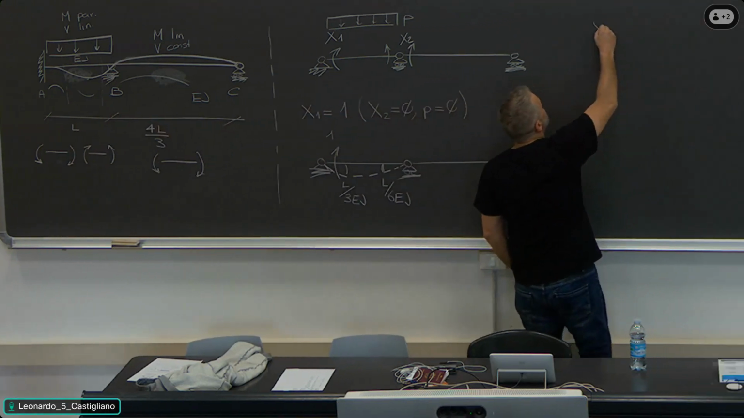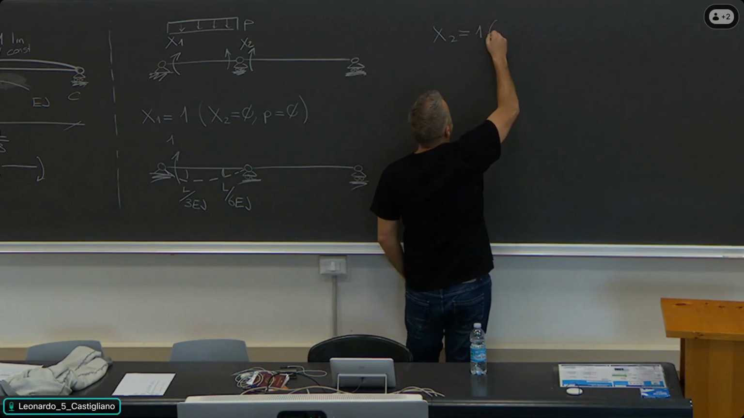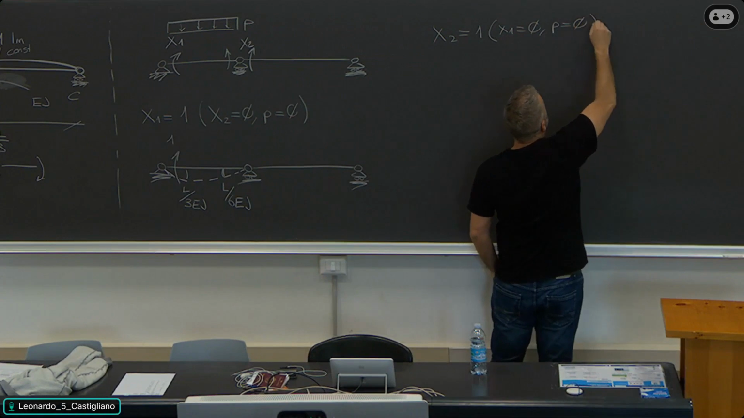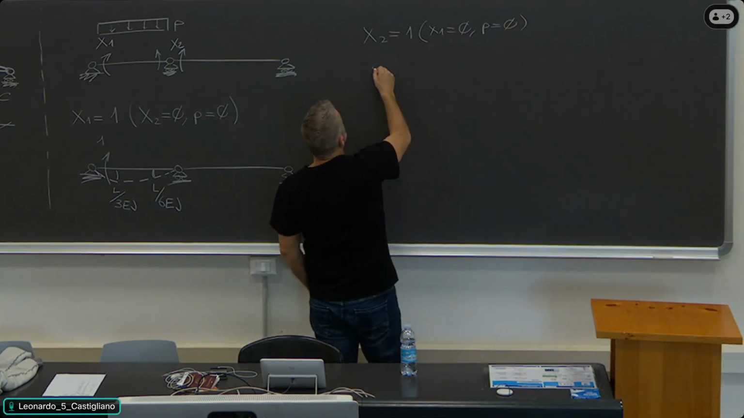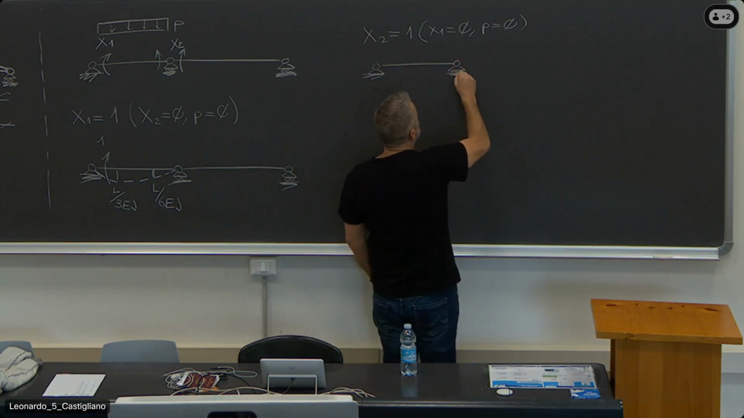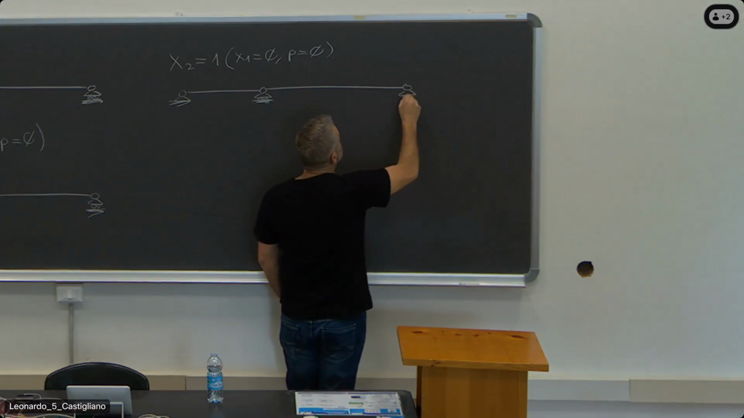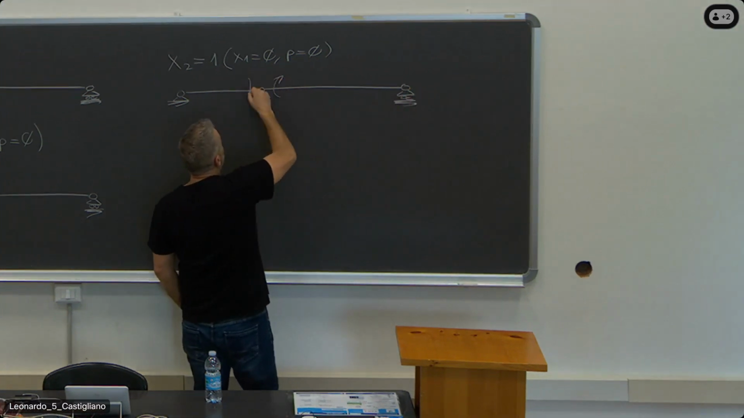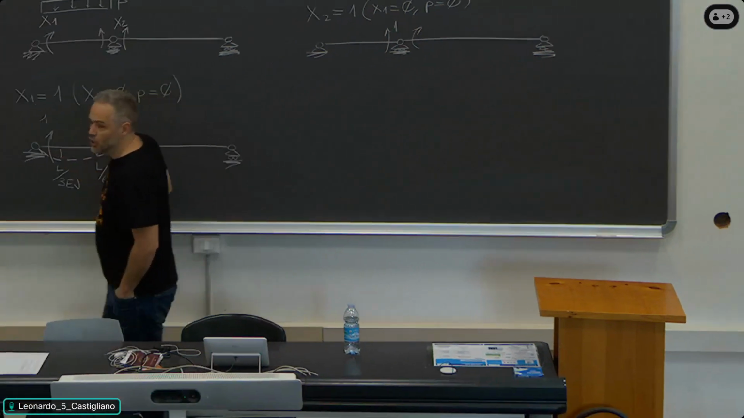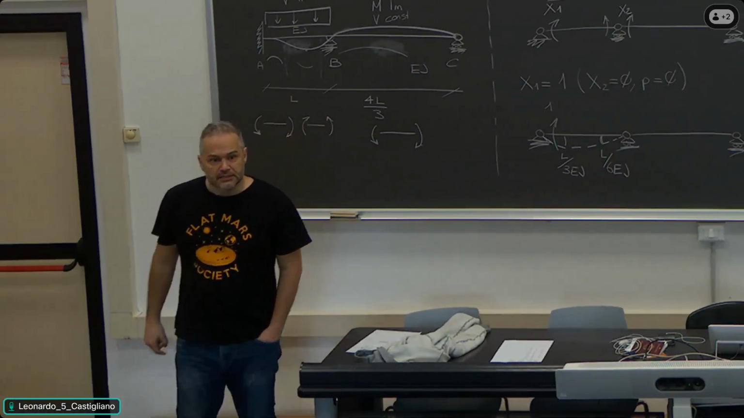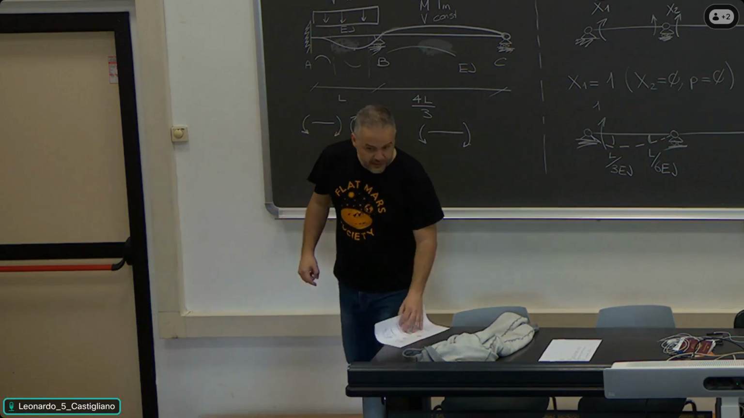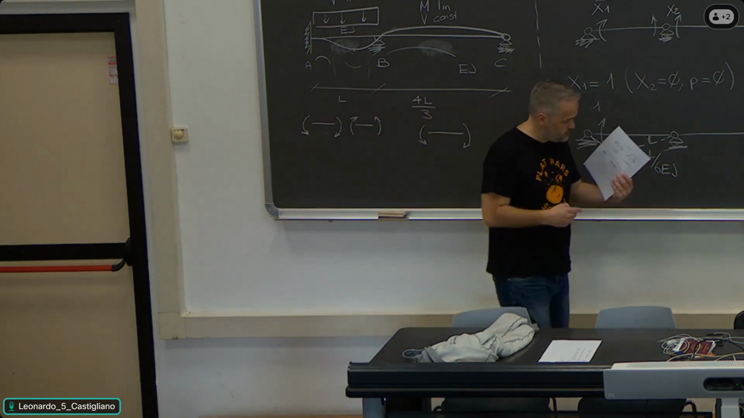Second case is x2 equal to 1, meaning x1 is equal to 0 and the load is equal to 0. So what happens? One to the left, one to the right. Now, on the first span, there is nothing different from the first case we considered. It's simply mirror. Do not think and do not mistake.